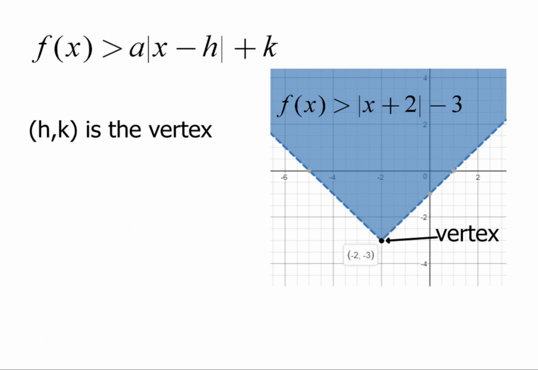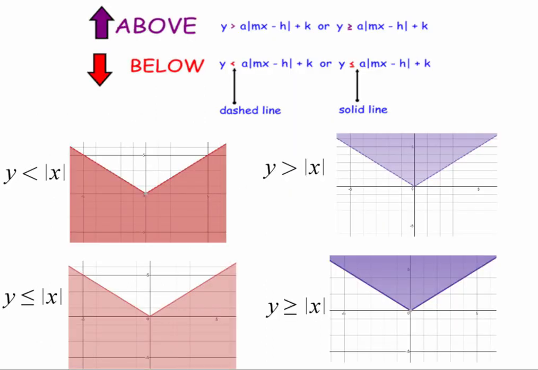Some other things we need to talk about here is shading. Anytime you have a less than sign, you're going to be shading below your lines. Anytime you have a greater than sign, you're going to be shading above your lines. If you have an equal to bar, then the lines themselves should be solid. If you don't have the equal to bar, then the lines themselves should be dashed. We'll see some more practice with that here in a minute.